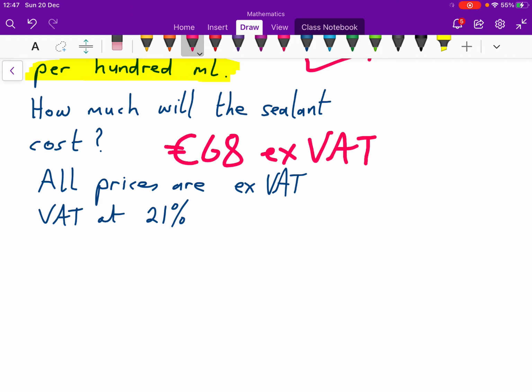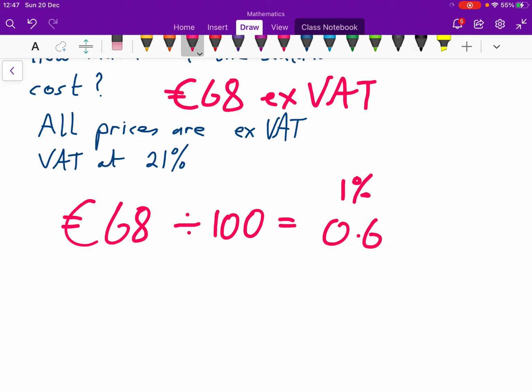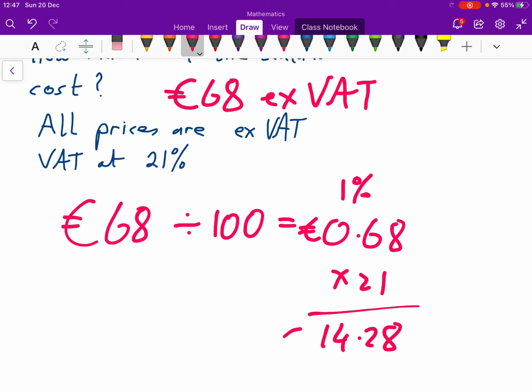Okay, but we need to add on the VAT, so let's start with 68 euros. That's the full price. We'll divide by 100 to get 1%. So we're finding 1% here. That's 0.68 euros, of course. We want to know 21%, so better multiply by 21. So 0.68 multiplied by 21 works out as 14 euros 28 for the VAT.